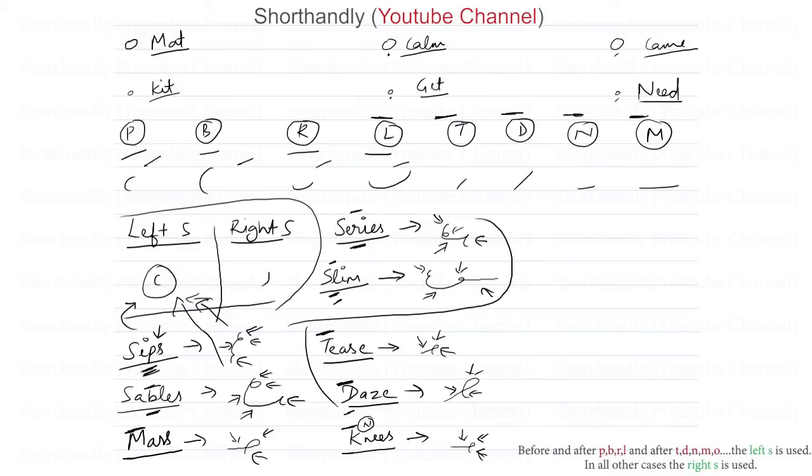Alright, so let's move to the next part of this statement. It says in all other cases the right S is used. Alright, so in all other cases except these characters. So suppose we have another word here called sashes. Alright, so we have this ish character. Ish is made like this in Gregg Shorthand. So let's make this word sashes. It will be made like this.